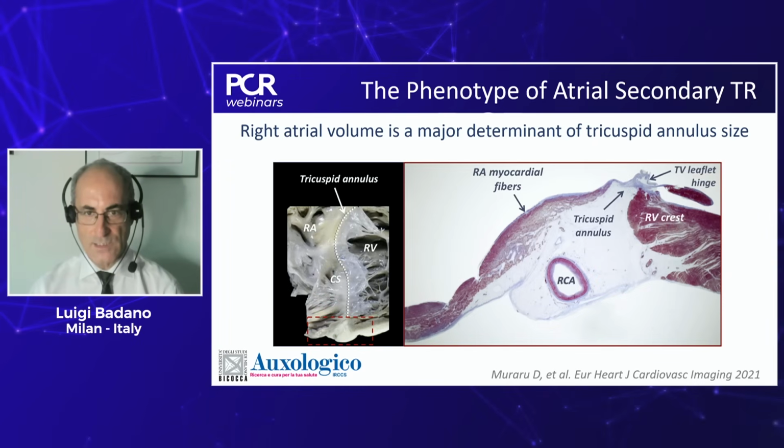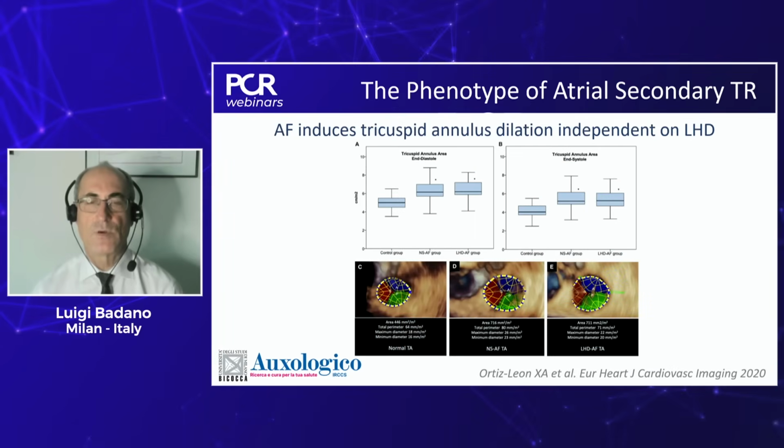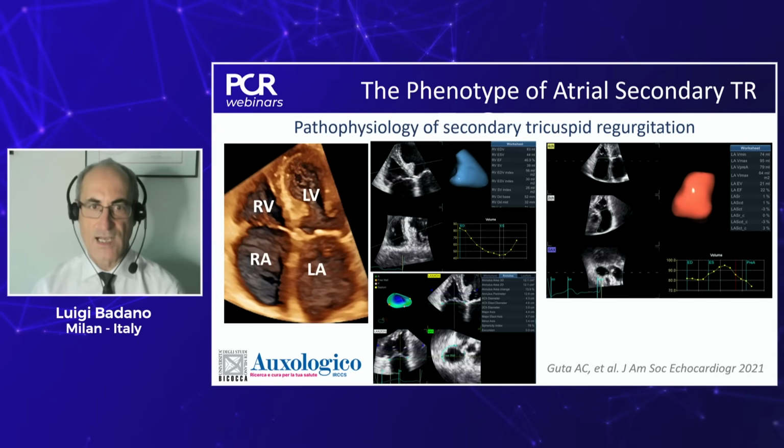One other important study is the one from Ortiz-Leon, Lisa Sujeng, and co-workers, who for the first time were able to demonstrate that in patients who have atrial fibrillation, even if they had no detectable left heart disease, there was a significant dilation of the tricuspid annulus, showing the relationship between atrial fibrillation and the tricuspid annulus.